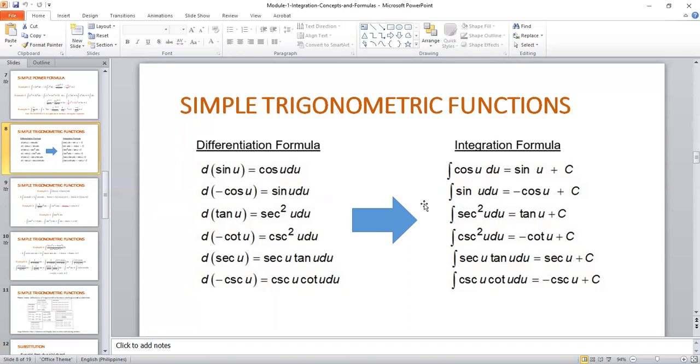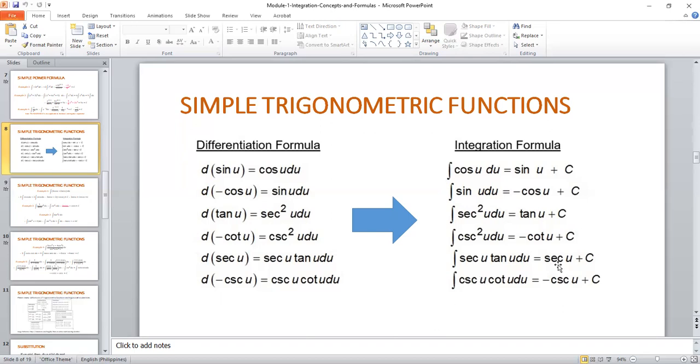So cosine has an integral of sine. Sine has an integral of negative cosine. Secant squared has the integral tangent. Cosecant squared has the integral of negative cotangent. Secant u tangent u has the integral of secant u. And cosecant u cotangent u has the integral negative cosecant u.